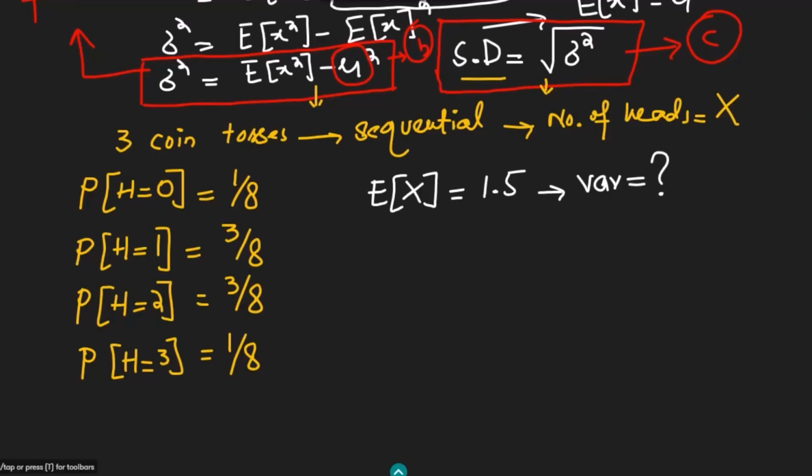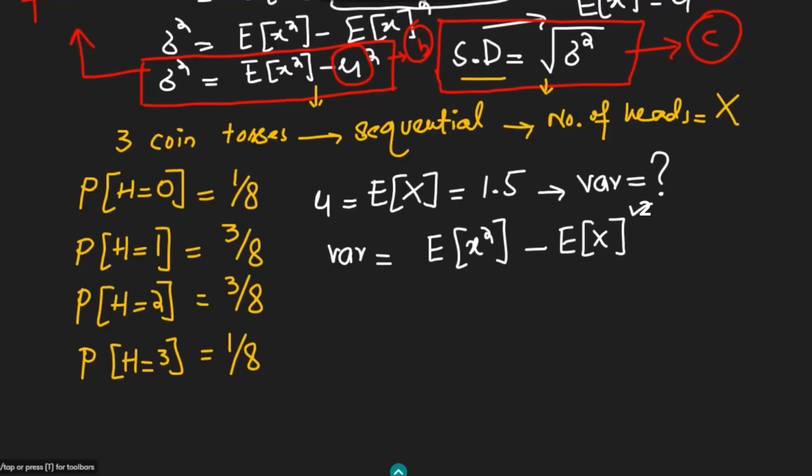The formula for the variance is the expected value of x square minus mu square, where mu is also called the expected value of x. Do we have the value 1.5? Yes, we have, so there is nothing to find out about it, but we have to find the value of E of x square. Let me call it formula A. In order to find this value, the formula is the sum of x square times the probability of x.